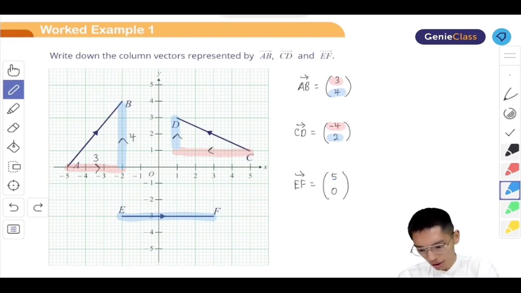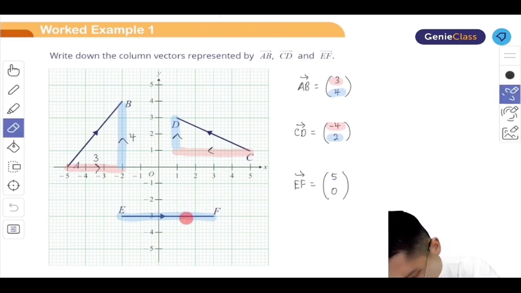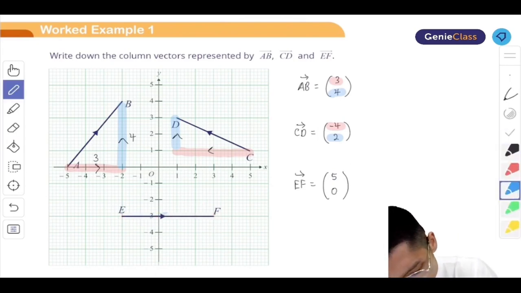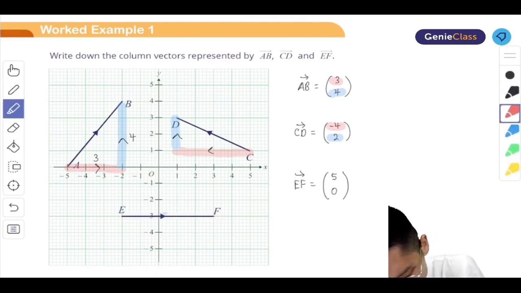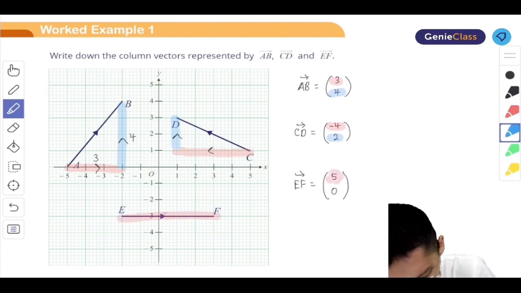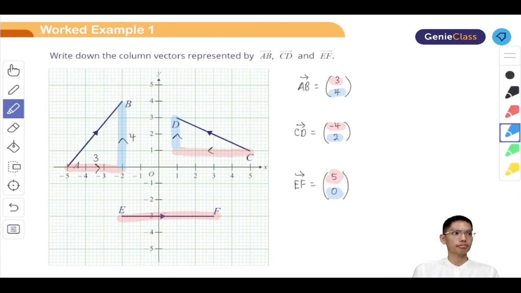Okay, in fact, I should use the same color coding. Let me just erase this. Let me just use the same color to sort of get the response. So it's 5, 0. And in this case, 0 because there's no up and down. Alright, so I hope you all got it from there.